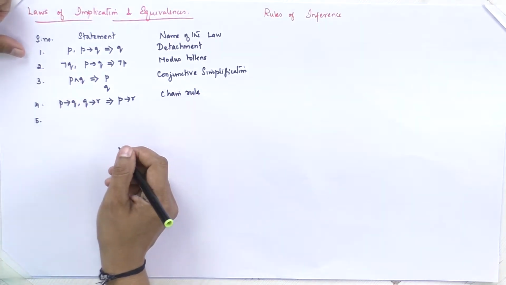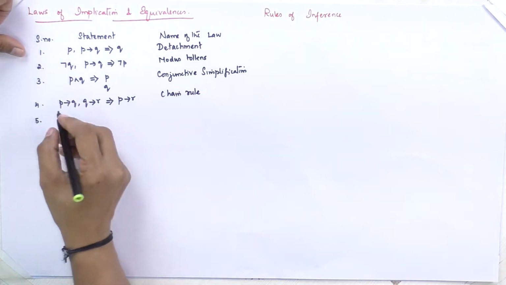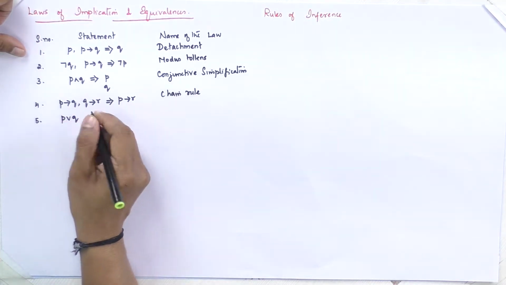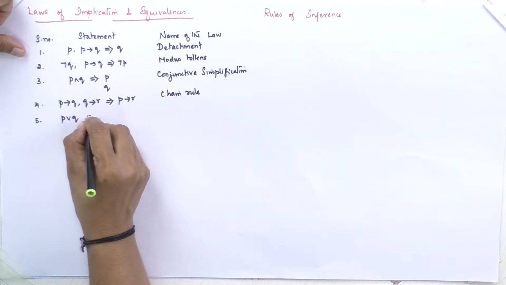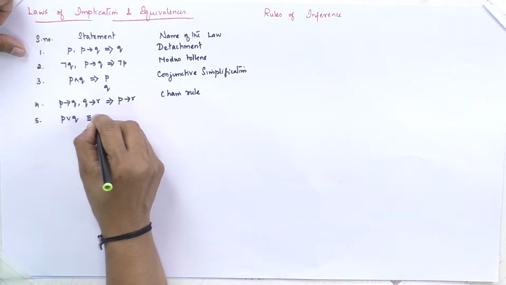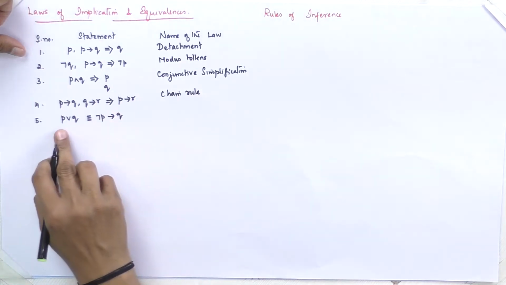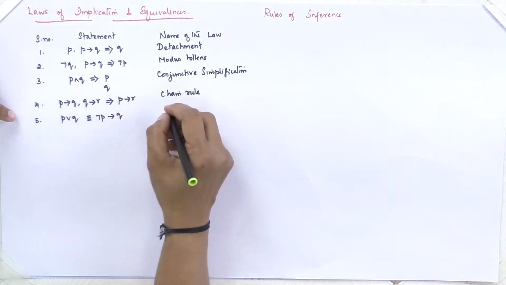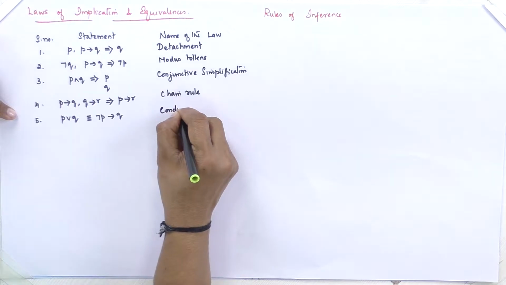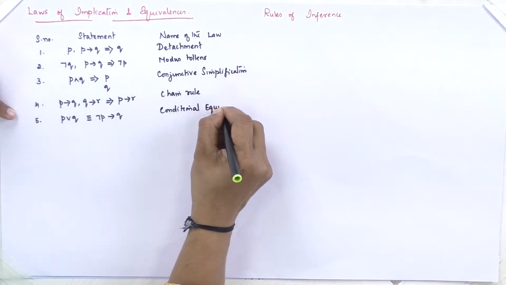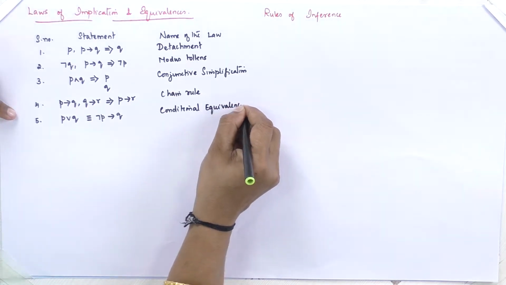And next is, if we have P or Q, this is equivalent to writing negate P conditional Q. So this is called conditional equivalence. All these are very important.